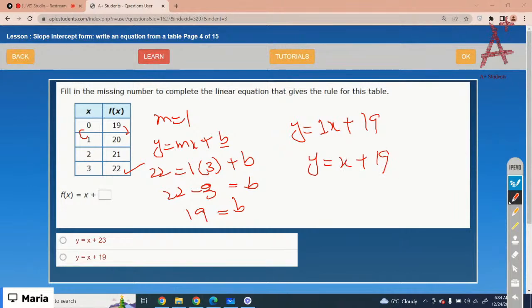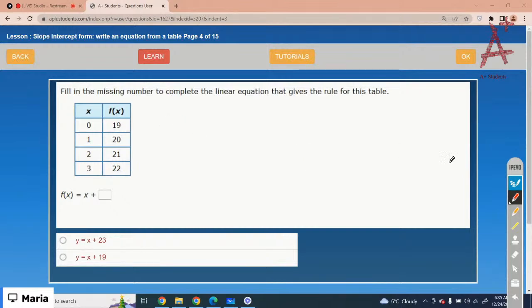Got it? So which of the options is the correct one? Option number 2 is the correct option. If you have any problem, you can just write the question in the chat box. I'm here to answer all your questions. So option number 2 is the correct one. So just select the correct option, then click on the OK button. Y equals x plus 19.